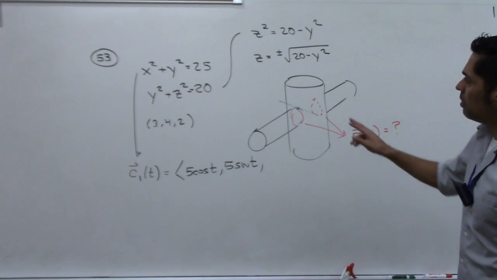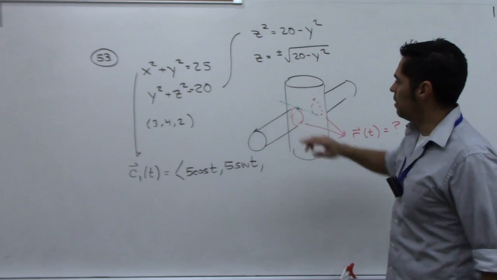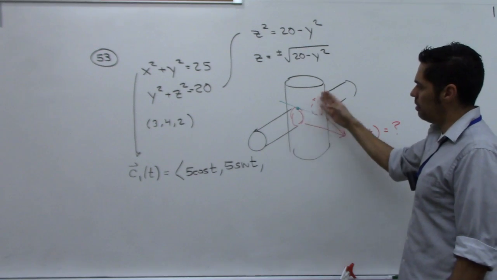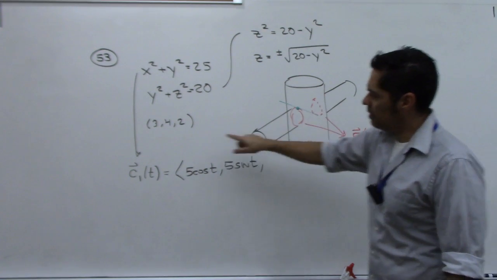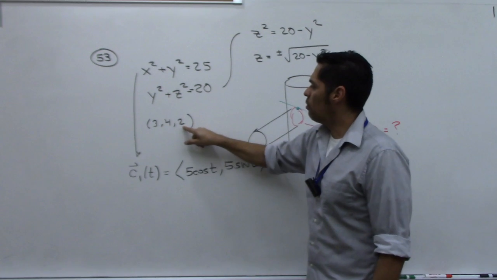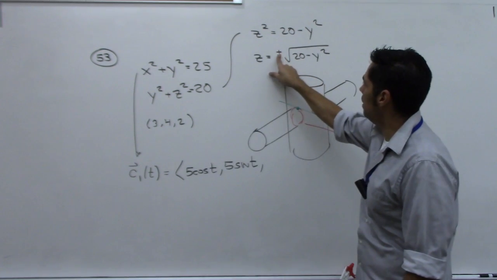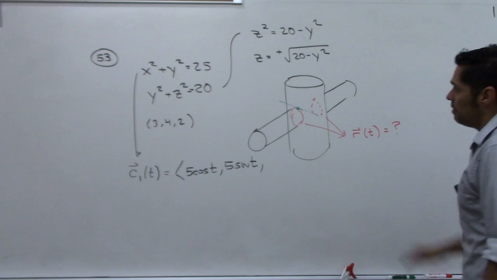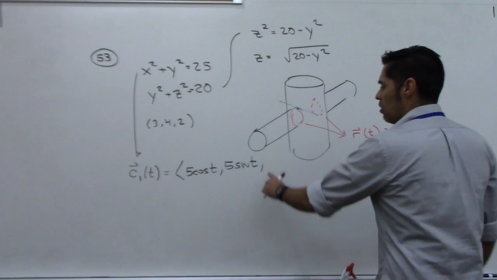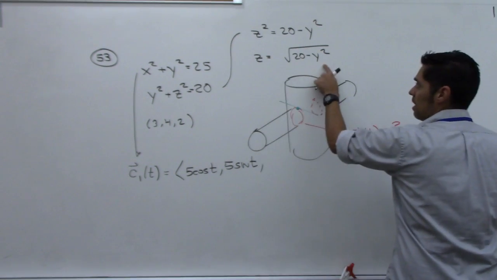And I'm going to only look at the positive, and the reason why is because there's two curves here, right? The front one and the back one. If I'm going to be looking at the point 3, 4, 2, my z-coordinate is positive, which means I need this to be the positive case. So I'm just going to look at that right there. Okay, so my z-coordinate right here must satisfy this equation.